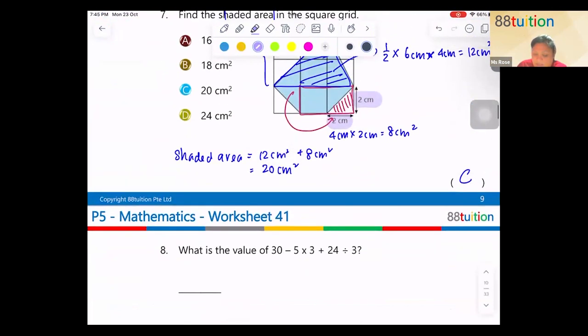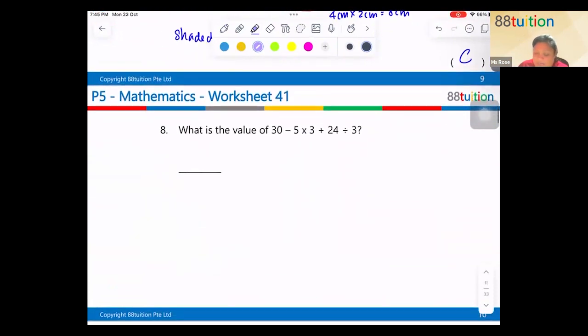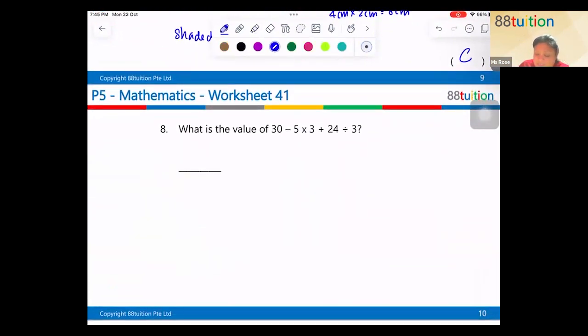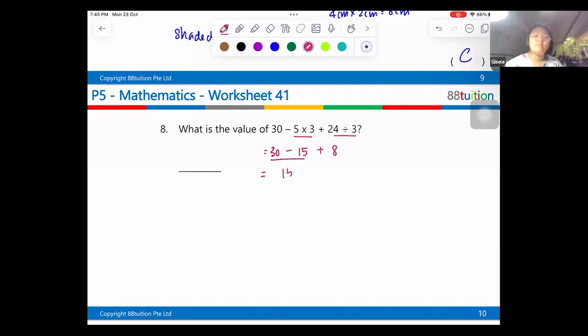Now, question 8 is your 4 operations. Which one do you do first? Division or multiplication? Division and multiplication. So I want to do both at the same time. That's 15 and 8. If you have plus and minus, go from left to right. Left to right also can. So this will give you 22. Okay, so the value is right. The value is 23.